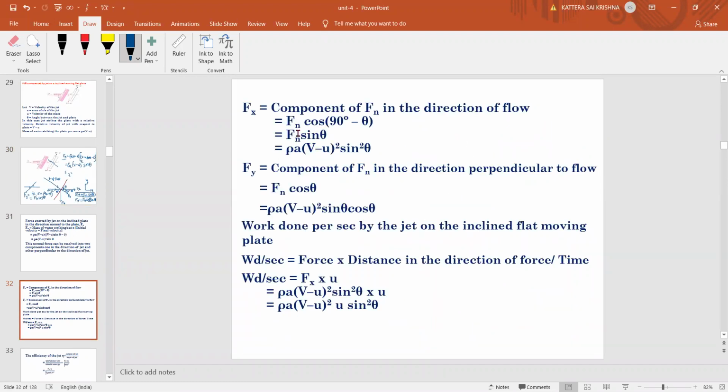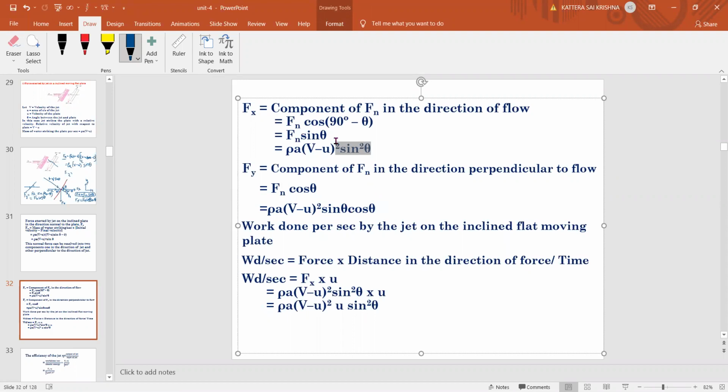Then if you substitute the Fn value here, that is rho a (v minus u) whole square into sin theta, again into sin theta, that is sin square theta finally. That is Fx. Similarly, Fy is Fn cos theta. That is how we got Fn sin (90 minus theta). So that is rho a (v minus u) whole square sin theta into cos theta.